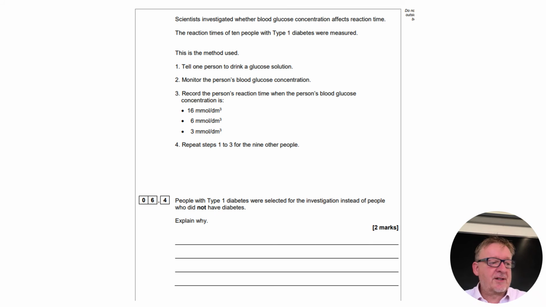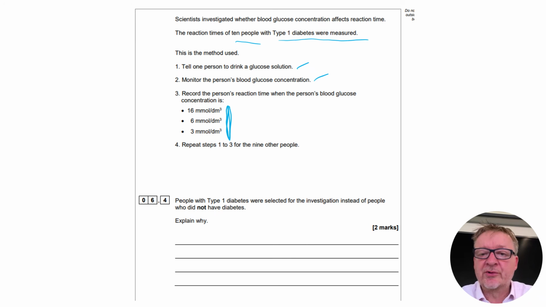Scientists investigated whether blood glucose concentrations affect reaction time. Okay, so if you've got a load of sugar, do you react faster or slower? The reaction times of 10 people with type 1 diabetes, so type 1 diabetes is the one you're born with, where you're not basically producing enough insulin. This is the method used. Tell one person to drink a glucose drink. Yum, yum. Monitor the person's blood glucose concentrations, taking small samples of blood. Record the person's reaction time when the person's blood glucose concentration is at those 3 individual places. Repeat steps 1 to 3 for the other 9 people.